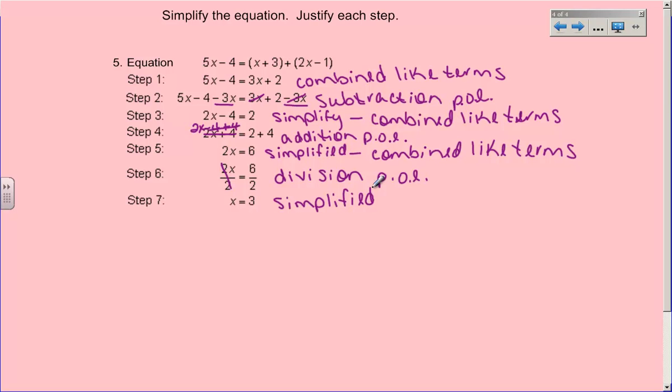So that's what it means by justify each step. Tell me what property was used. What did they do to get from the step above it to that step? What is it that they were doing? Okay, and so you just need to look at the steps, see what's happening.